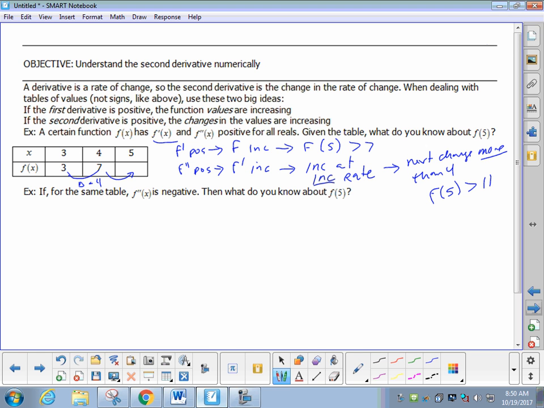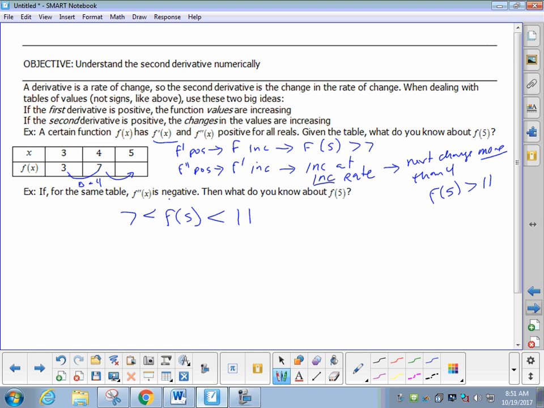So what can you tell me? F at 5 must be greater than 7. Why must it be greater than 7? The first derivative is still positive, so it's still increasing. I still have to have that it's greater than 7. What about another fact, though? Less than 11. Because the second derivative is negative, the next change must be decreasing from 4, so it must be less than 11. So I know f at 5.